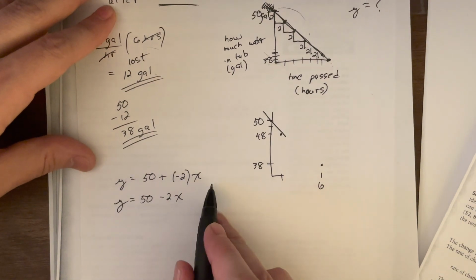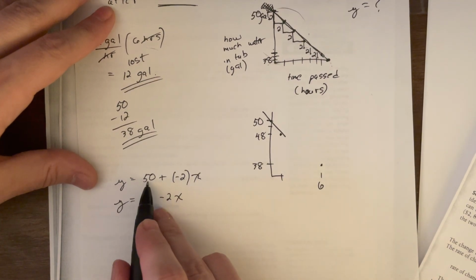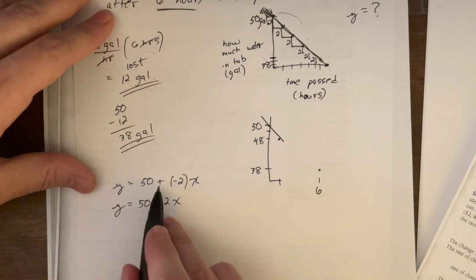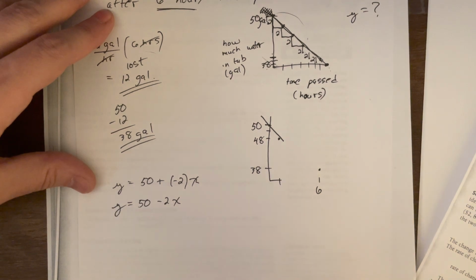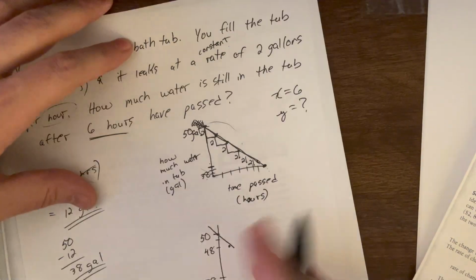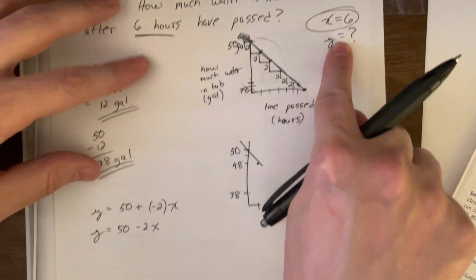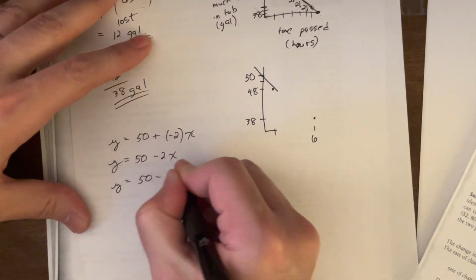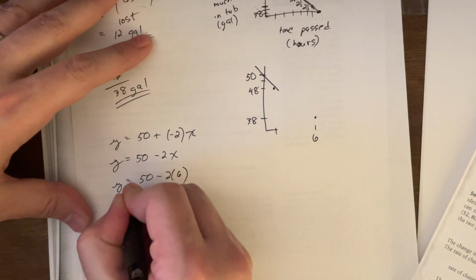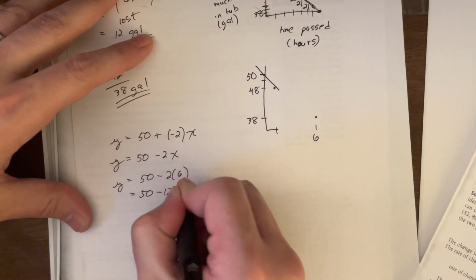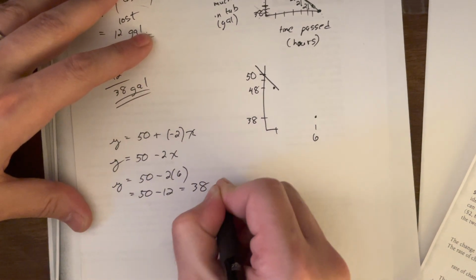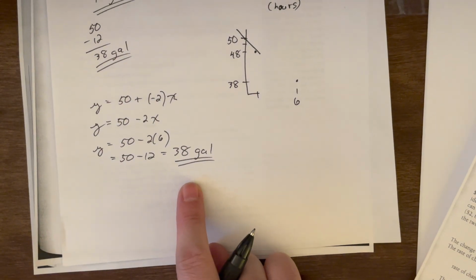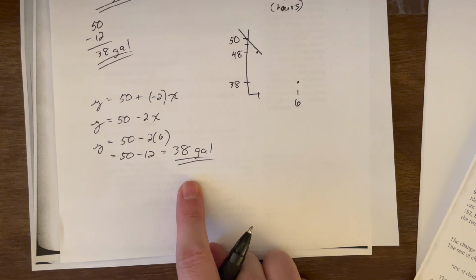But others prefer it. The formula says initial value plus rate times the independent variable. So they always like to have that plus, even if this is a minus. But now, same thing. We know if x is 6 hours, well, now I could just plug in x is 6. 50 minus 2 times 6, that becomes 50 minus 12. So we get y equals 38. But of course, include our units. y equals 38 gallons.